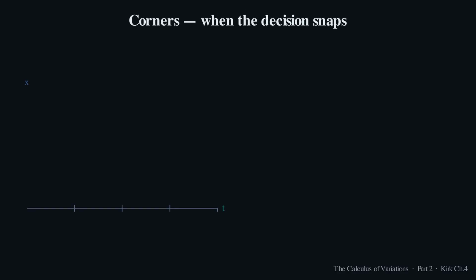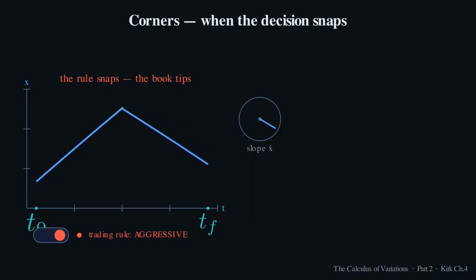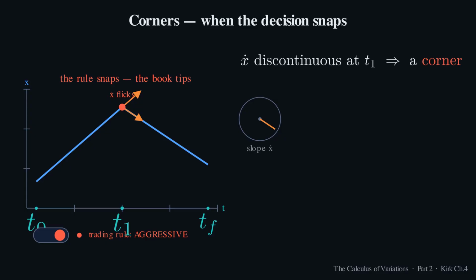Every path so far has been smooth, but real decisions snap. A relay flips from off to on. A trading rule jumps from passive to aggressive the instant the book tips. When the control switches like that, the slope of the path, x dot, jumps discontinuously. The curve develops a corner.